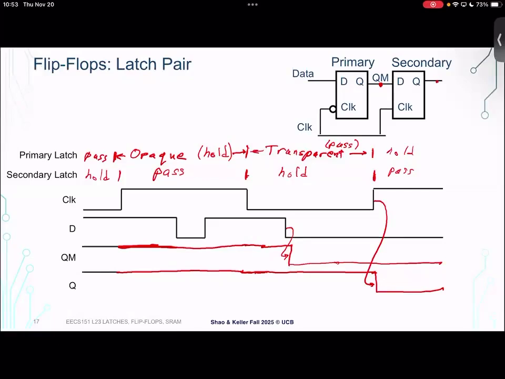Yeah, so it takes a little bit to wrap your head around this behavior, but I'd encourage folks to look offline, think about some other transition patterns for D and how they would propagate through to Q, not until the following rising clock edge, right? Because that's kind of the key behavior that we want for our flip-flop.